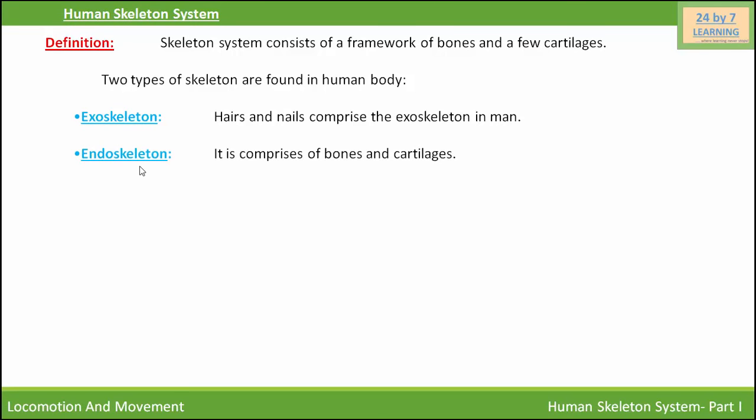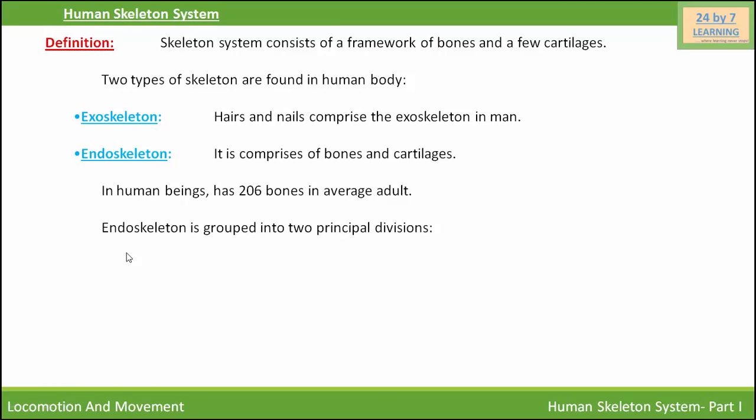Next is the endoskeleton. The skeleton system present inside the body of the organism is called endoskeleton. Endoskeleton comprises bones and cartilages. The human body comprises 206 bones. But students, you must remember that at the time of birth there are approximately 300 bones. After some time during childhood, some bones fuse and form 206 bones.